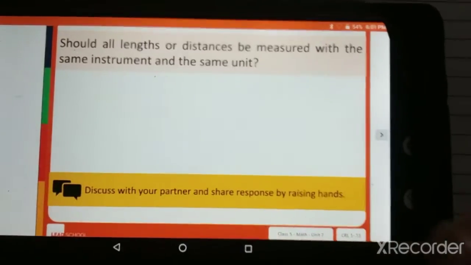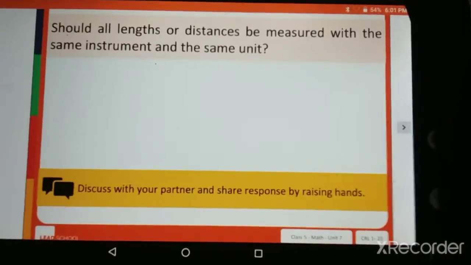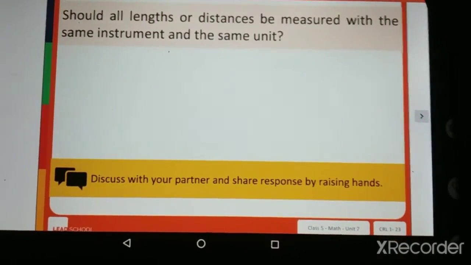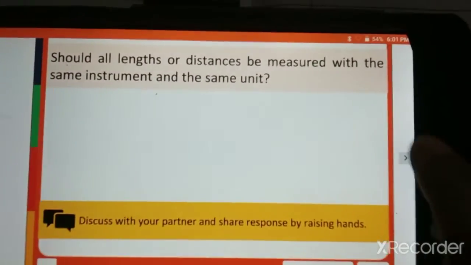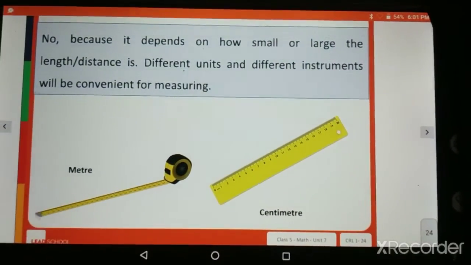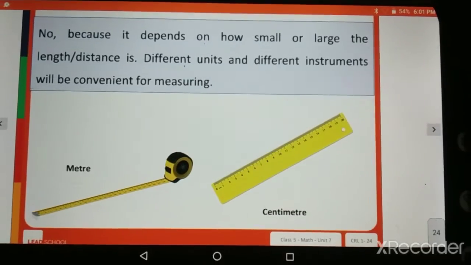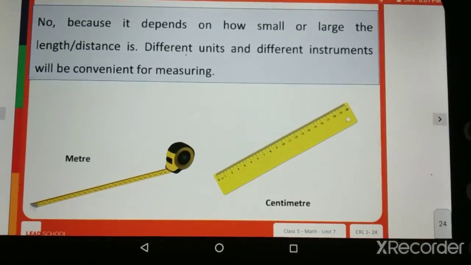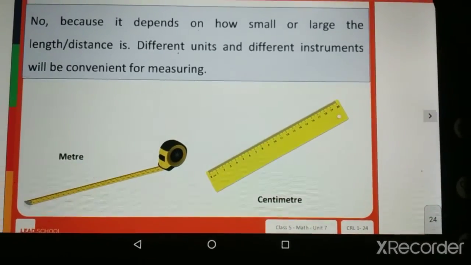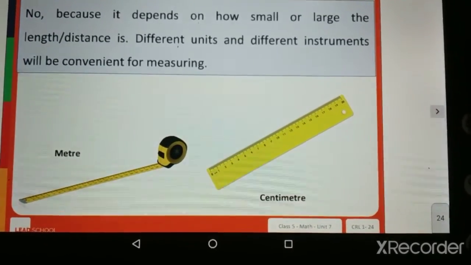But now, should all lengths and distances be measured with the same instrument and the same unit? No, because it depends on how small or large the length or distance is. So different units and different instruments will cover the measurements.